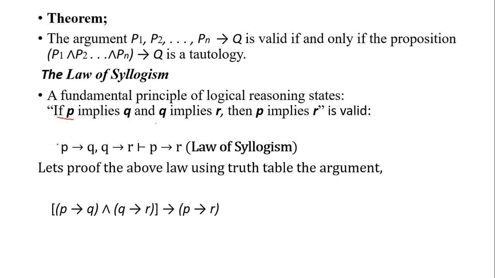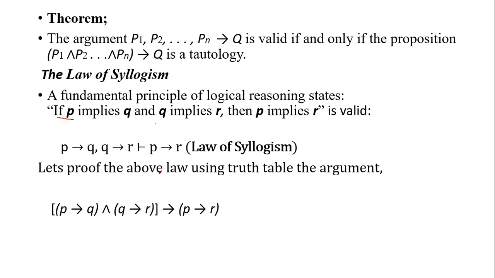Like what you have here. Now we have if P, we have Q. Now if Q, we have R. That means if P is inside Q and Q is also inside R, then automatically P will be inside R. So we are saying that if P implies Q and Q also implies R, then that will imply that P will also imply R. And when it happens that way, we say it is what? Valid deduction. And that law is called the law of syllogism.